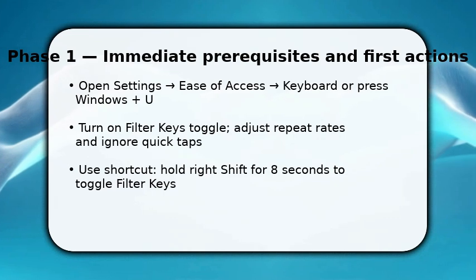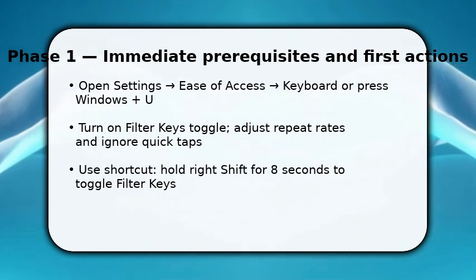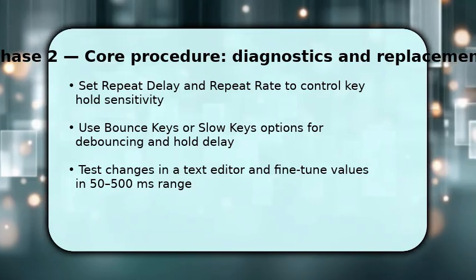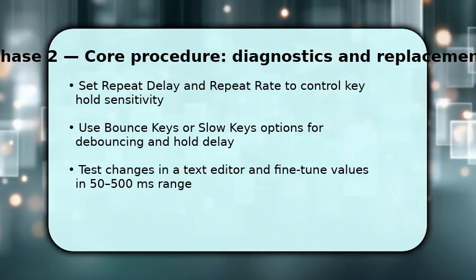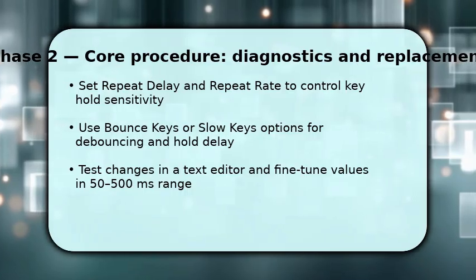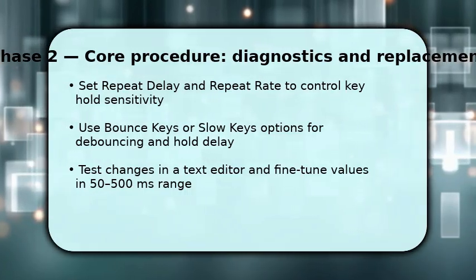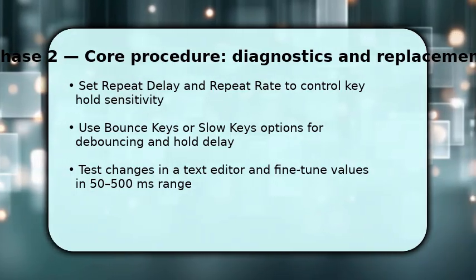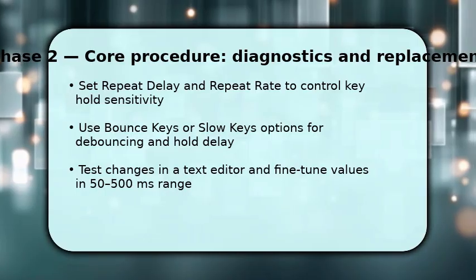Now you refine how filter keys behaves by adjusting timing controls. You change repeat delay and repeat rate to control how long a key must be held before repeating. This prevents accidental repeats. Next, enable slow keys or bounce keys if you need to ignore brief taps and debounce noisy keys. These are crucial for tremor or hardware issues.